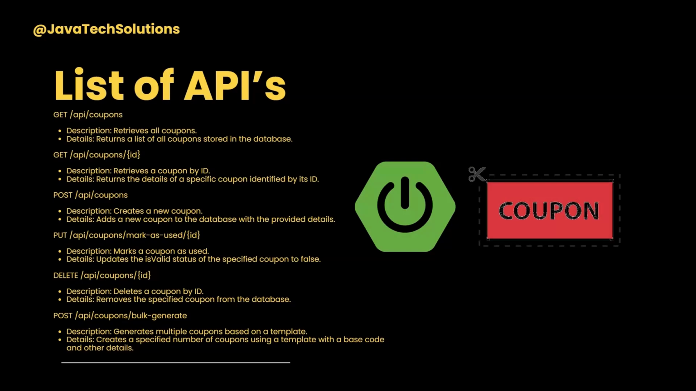So let's get started in Spring Boot. Initially I'll create the Spring Boot application. There I will create all the APIs and connect with the database to store all the coupons, so we design the entities, repositories, the service layer and the controller layer. So without further ado, let's create the Spring Boot application and design all the APIs.